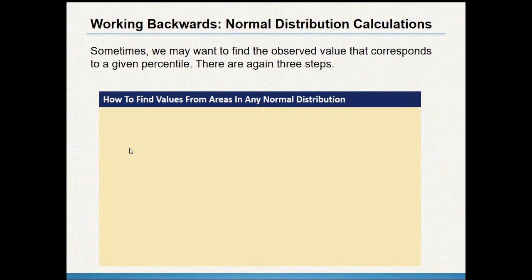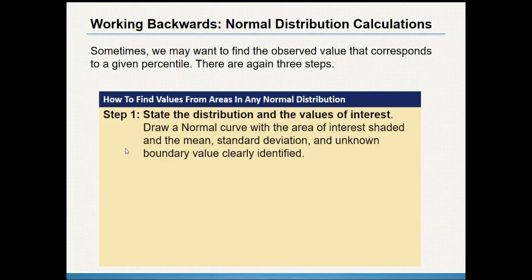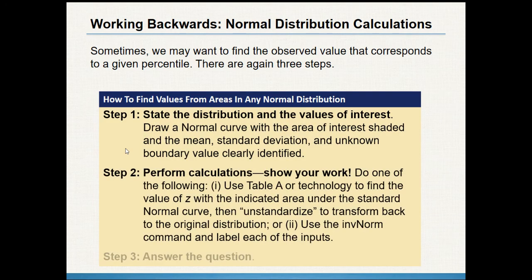We can also work backwards with normal distribution. This is how we can find values from areas in a normal distribution. So sometimes we just want to find the observed value that corresponds to a given percentile. Again, there's 3 steps. We can state the distribution and draw values of interest. You're going to draw the normal curve, the area of interest shaded, and the mean and standard deviation and unknown boundary value clearly identified. And then you can perform calculations.